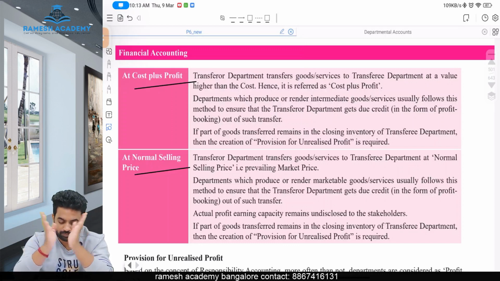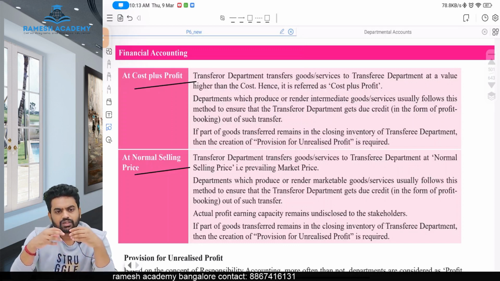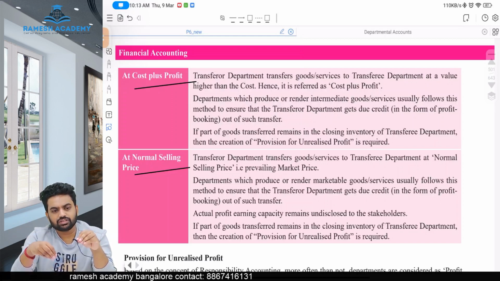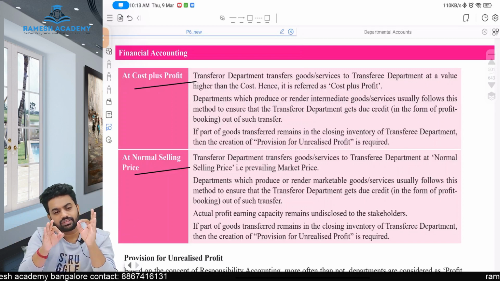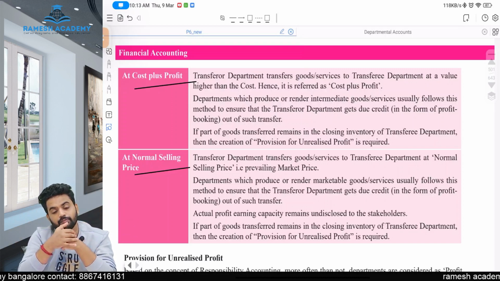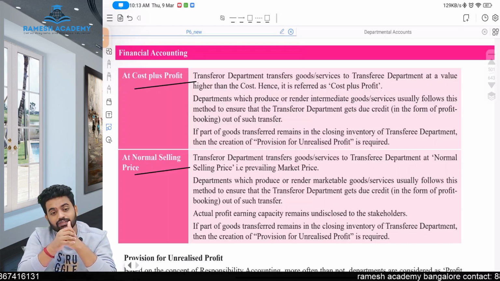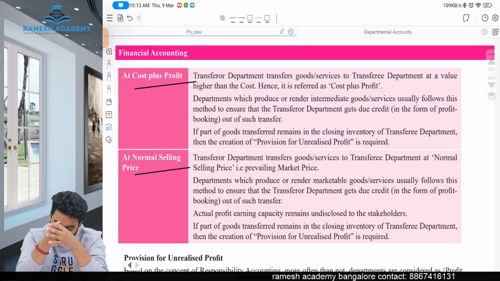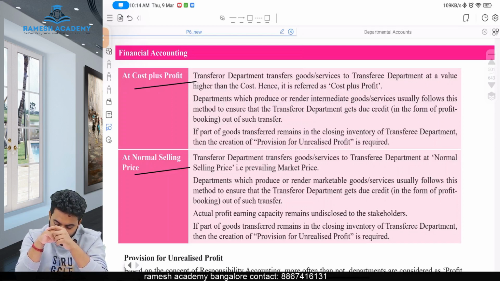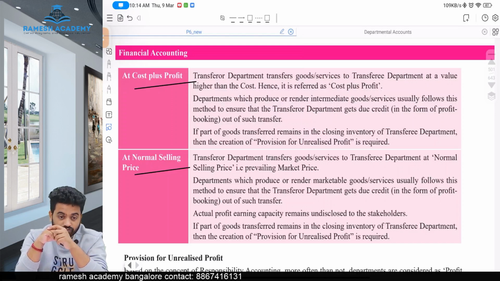Now, at normal selling price, what happens? Although they are working for the same organization, each department will send the goods to the other department at the same price at which it will give to the customers. I repeat, each department sends goods to the other department at the same price at which it would provide them to customers, which means the normal selling price. The transferor department transfers goods or services to the transferee department at the prevailing market price. Departments which produce or render marketable goods or services usually follow this method to ensure that the transferor department gets due credit out of such transfer.